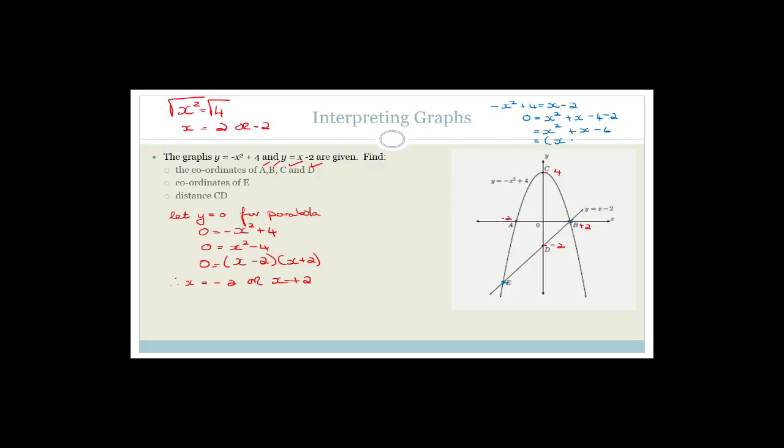And that becomes X minus 3, plus 3, X minus 2. Therefore, X is equal to 3. That can't be right. Sorry, X equals minus 3. X equals minus 3 or X equals 2.